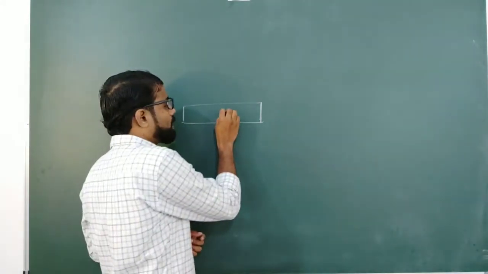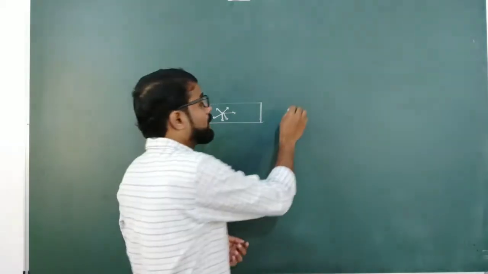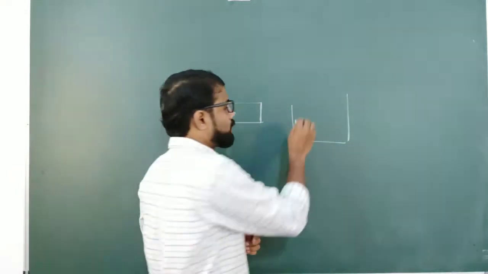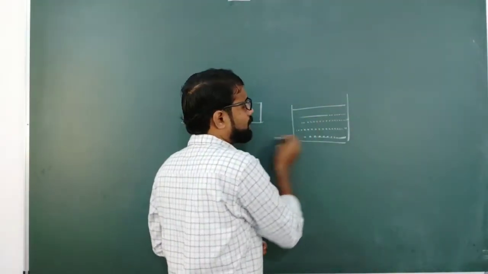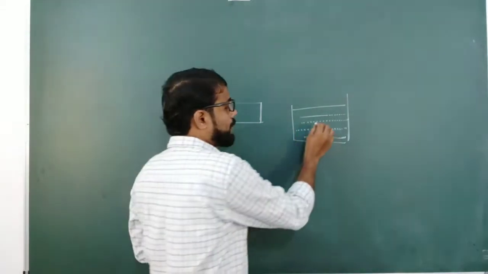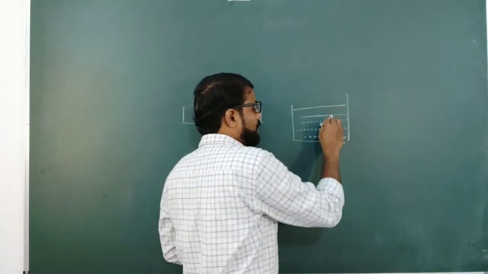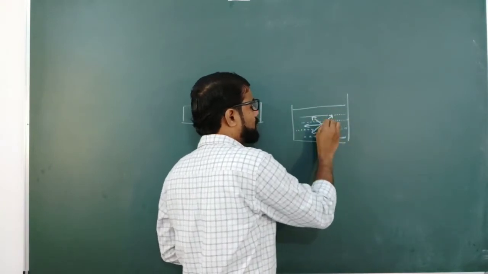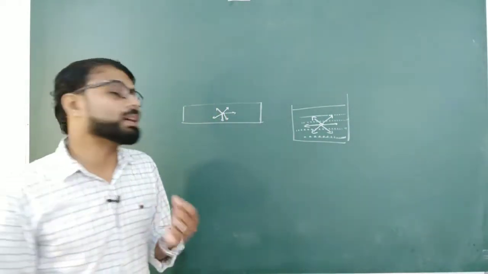The inner side particle of this chalk, one particle is attracted by neighboring particles. Same as what you learned in plus one chapter number 5, surface tension. For example, this is a liquid in a beaker. In this liquid, if you take a particle in the middle, that particle is attracted by many particles from all sides. So the net force on this particle is 0.